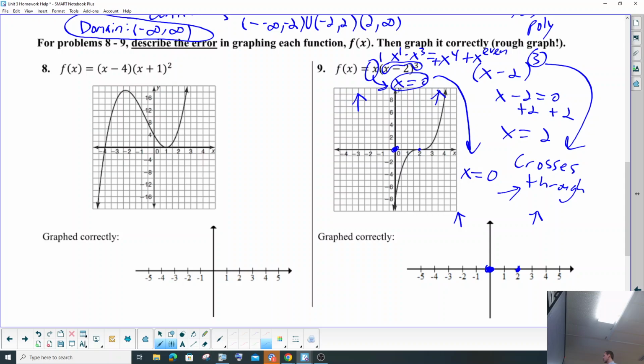So let's graph that correctly. It is going to cross through and cross through, right? Should cross through, cross through. And so it's going to cross through at 0 and at 2. And so they got the end behavior wrong, and they forgot the x-intercept. So the end behavior was wrong.